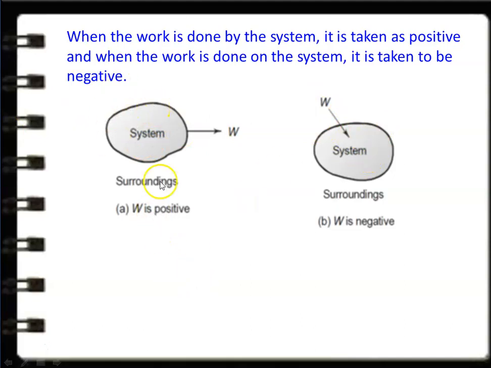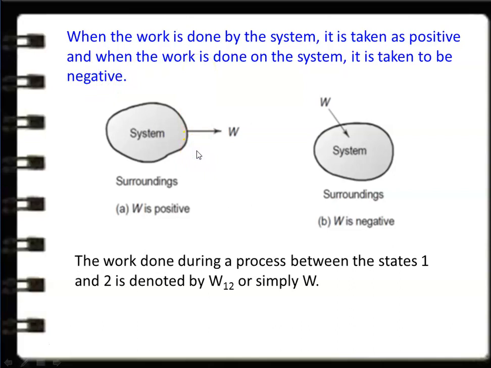Work done by the system is accounted as positive, and work done on the system is taken as negative. So when the work is done by the system, it is taken as positive, and when the work is done on the system, it is taken as negative. And the work done during the process between state 1 and 2 is done because the system properties are changing from 1 to 2, and it is denoted by W12 or simply W.